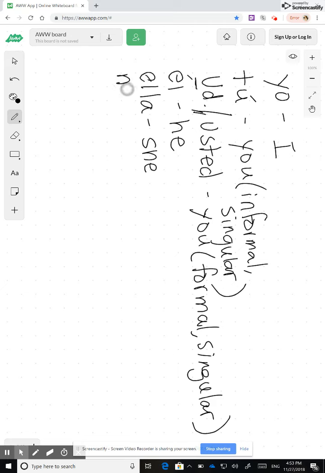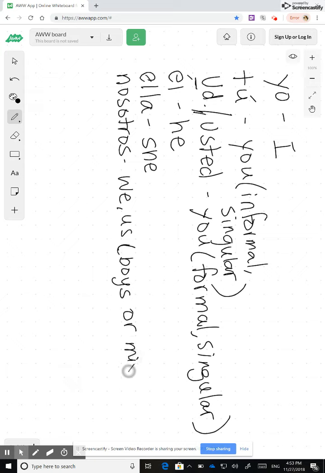Then we have nosotros, it's we or us, and that's if we're talking about at least one other person, and if you're talking about yourself, so that's we. And that's if it's boys or mixed boys and girls. You have a group of boys and girls. I'm just going to call it boys or mixed boys and girls. Nosotras is the same thing, we or us, but this is girls only.